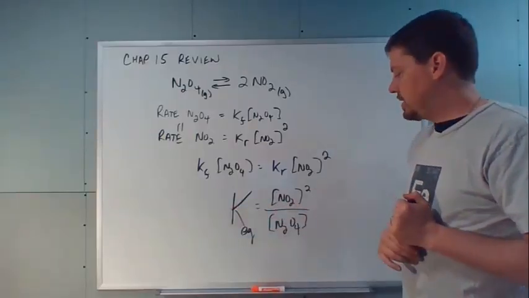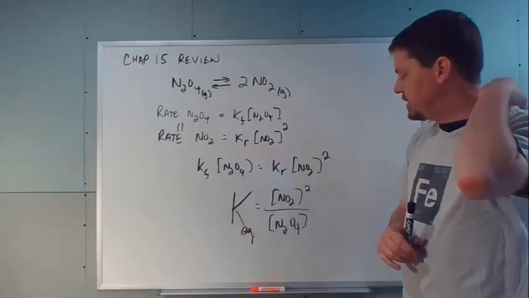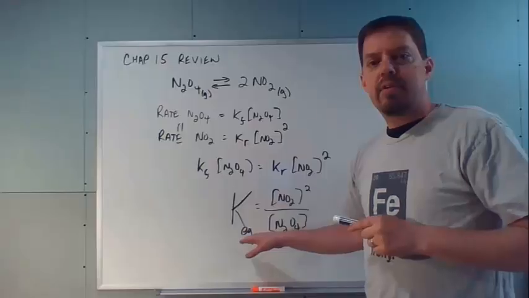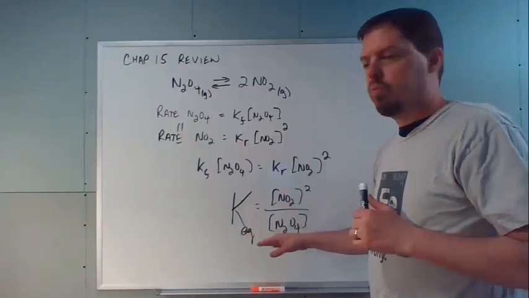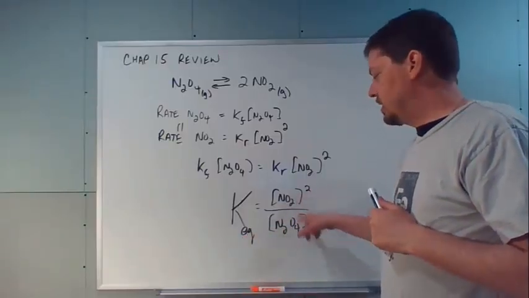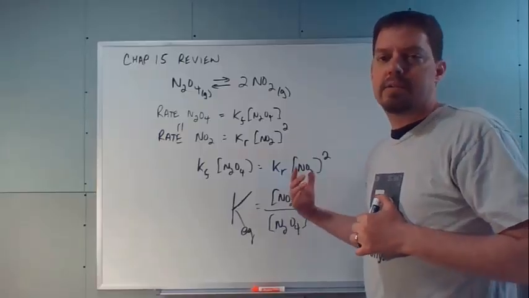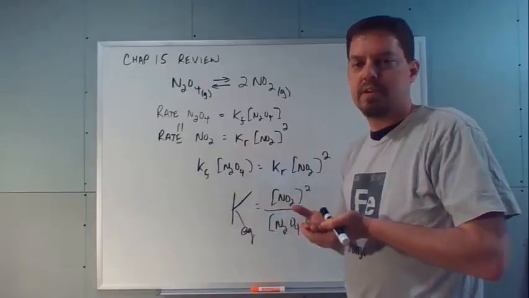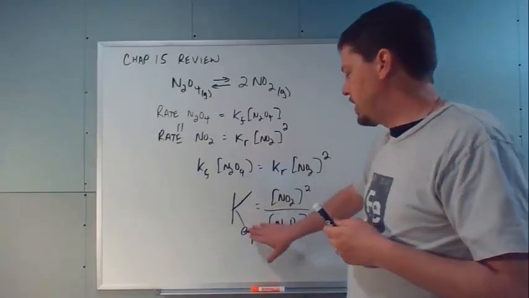So this is your law of mass action that you can base everything else off of. This K value can be related to a bunch of different things. One is it can be related to concentrations. It can be related to pressures, right? So in chapter 15, those are really the two things we talked about, a KC or a KP.